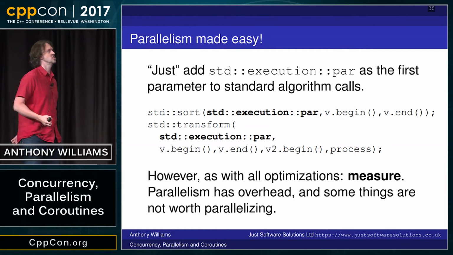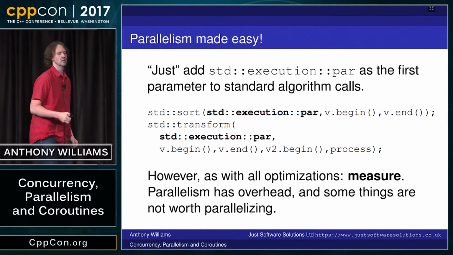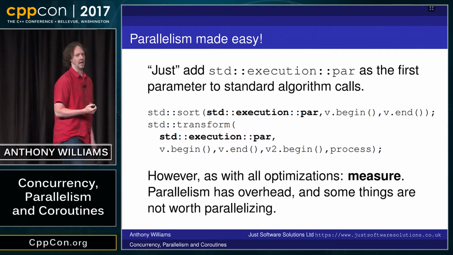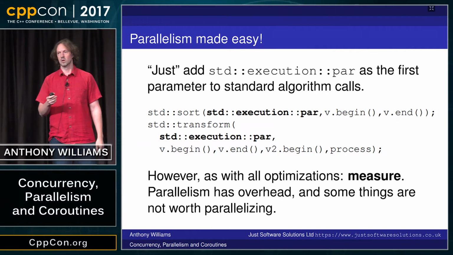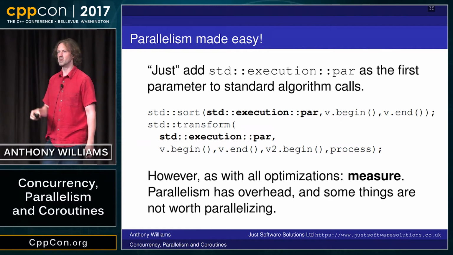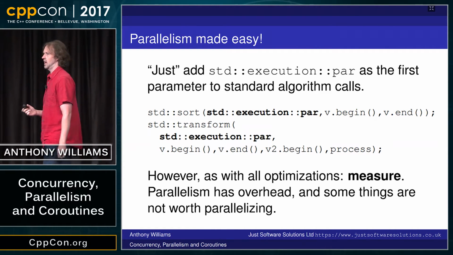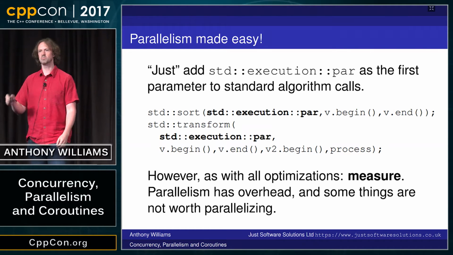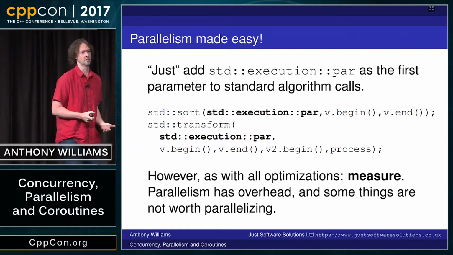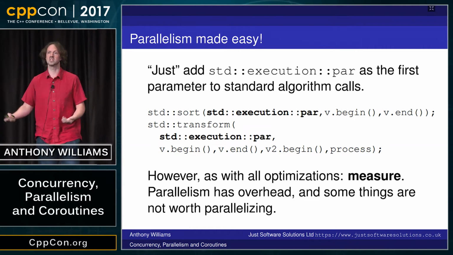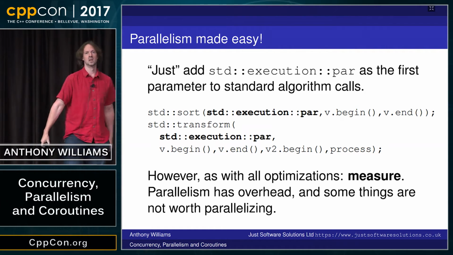So for lots of code, you can just add execution par as the first parameter, and it will parallelize your code. But the thing is, this is an optimization, and like all optimizations, you need to profile to make sure that it's worth it. There is overhead to parallelizing stuff. It's got to synchronize between the different threads. It's got to divide up the work in the first place.